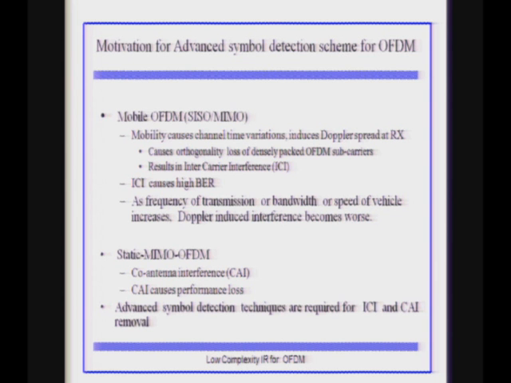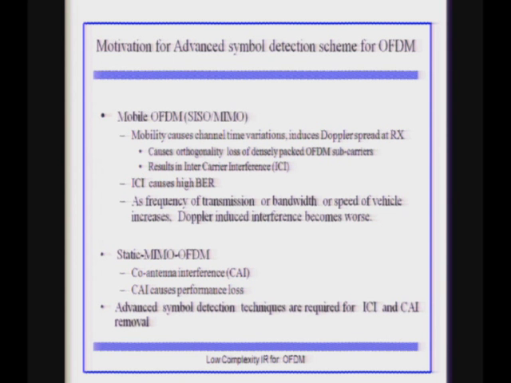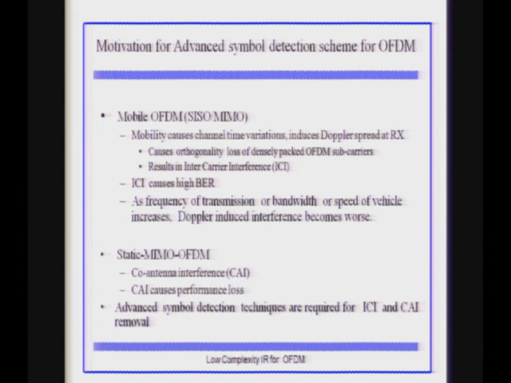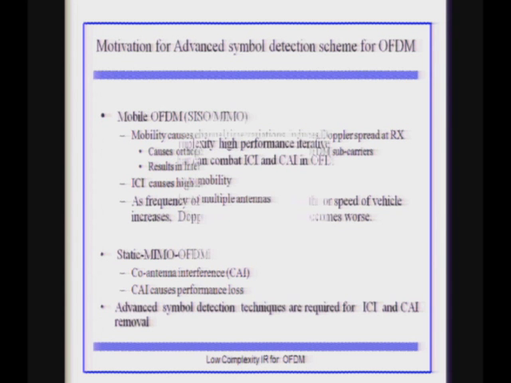What happens is when there is mobility, that will cause Doppler spread in the received signal, and that will cause orthogonality loss of the received subcarriers, and that will cause intercarrier interference, and that will cause a high bit error rate. So we need a bit more sophisticated technique at the receiver, a sophisticated equalizer, for better bit error rate performance. That is for the case of SISO, and it is true for MIMO as well, but for MIMO, even if the system is static, you have co-antenna interference that needs to be taken care of.